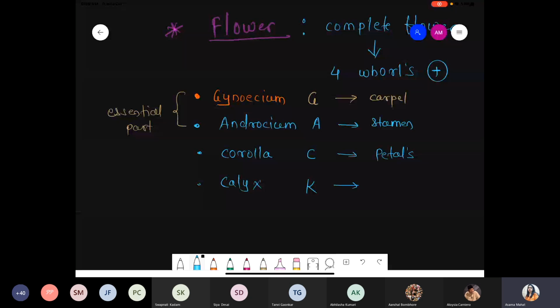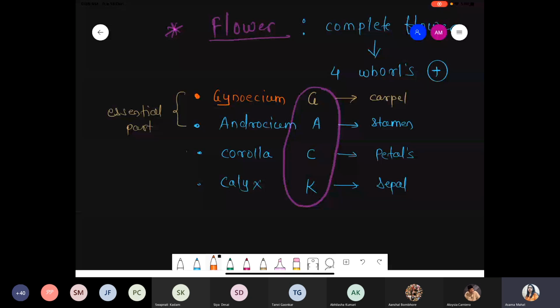And calyx is nothing but the sepals. So from outer to inner or inner to outer, whatever you want to remember: inner to outer, gynoecium, androecium, corolla, as well as calyx. So these are the four. Out of these four parts, two are discussed as essential because they are required for fertilization, while corolla and calyx are called the non-essential parts. Why? Because they are not directly involved in the fertilization process.